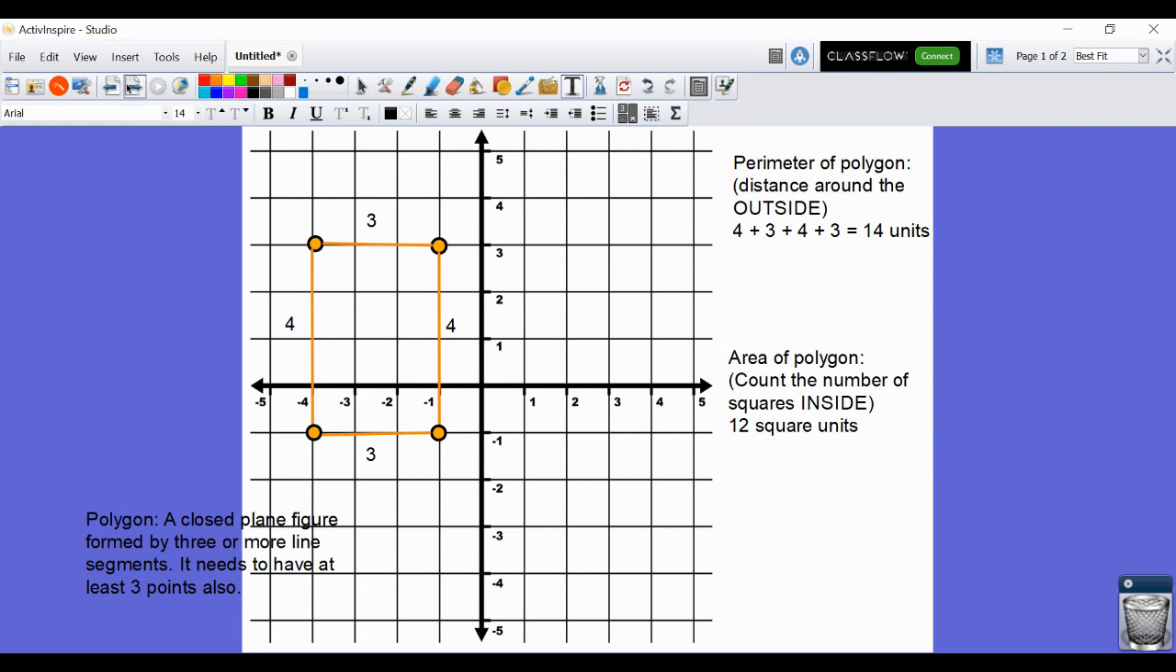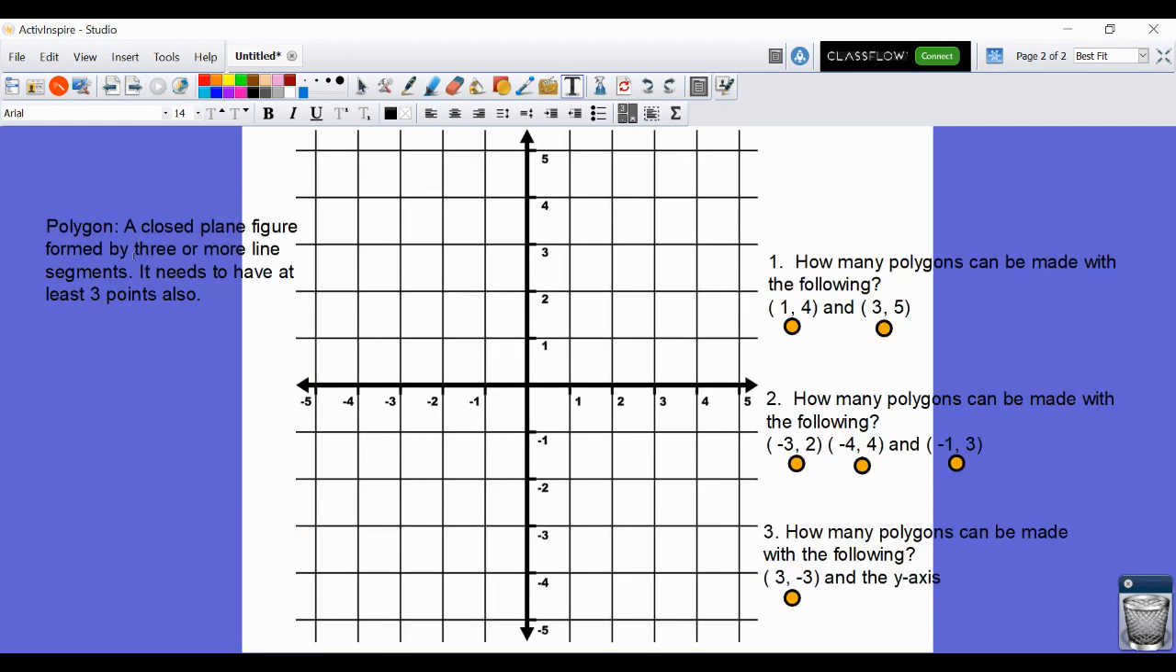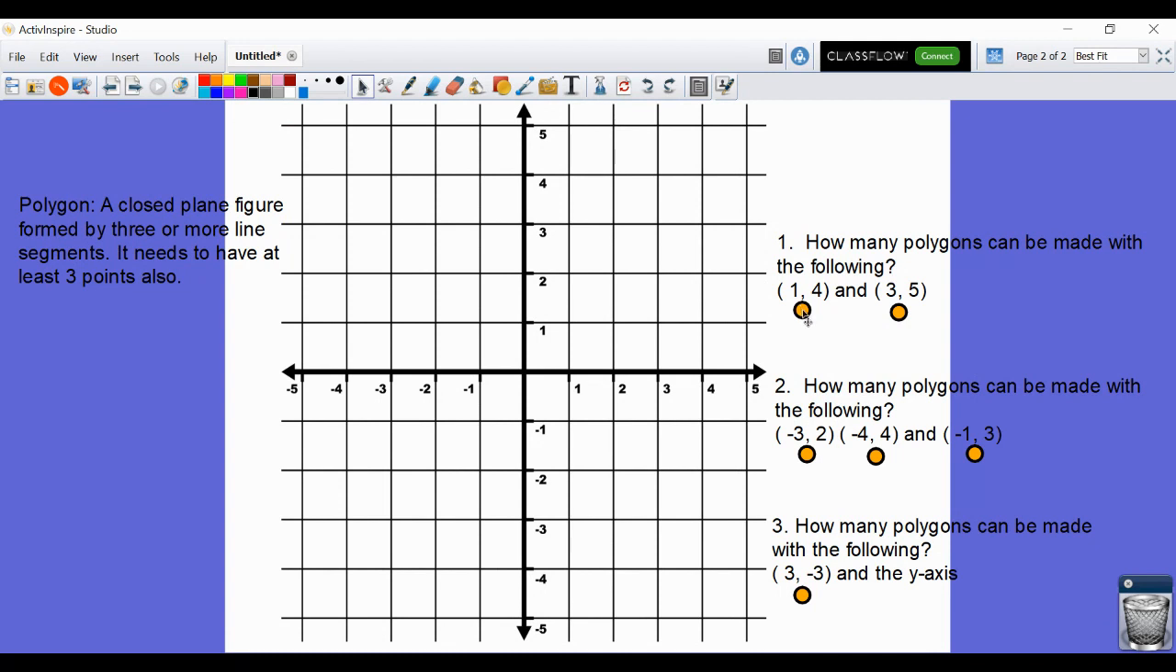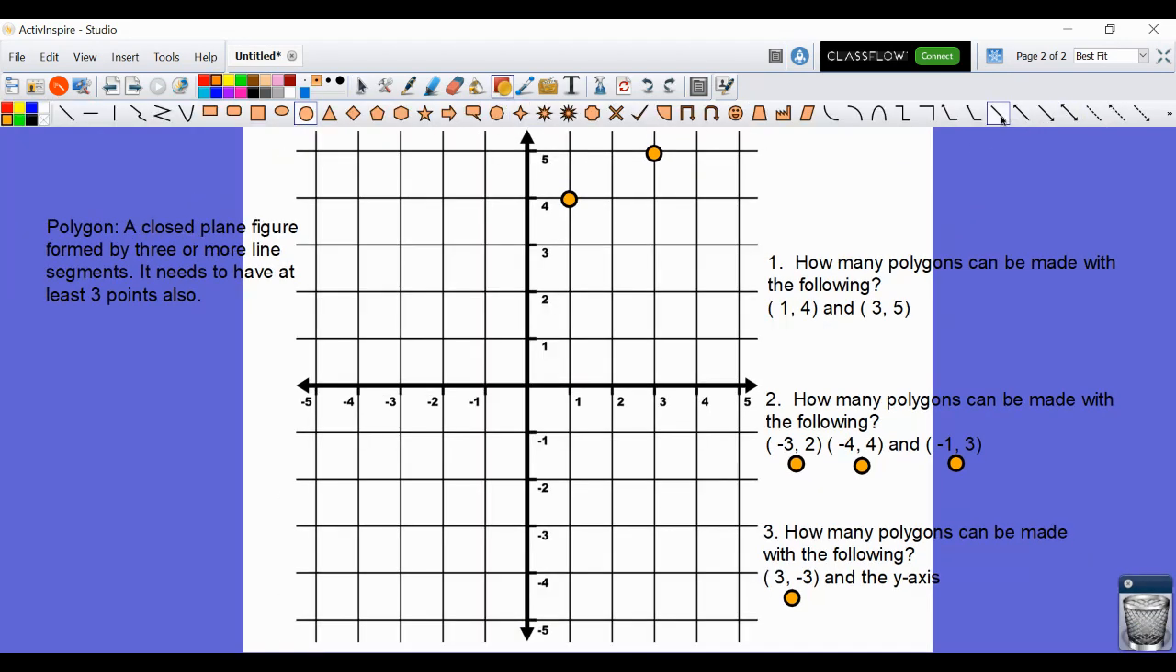Okay? Let's look at our final slide. Reminder, a polygon is a closed plane figure formed by 3 or more line segments. It needs to have at least 3 points also. So let's answer a few questions. How many polygons can be made with the following? So if we have a point at 1, 4, and a point at 3, 5, I'm going to draw a line to connect those 2 points, which we would call our line segment.